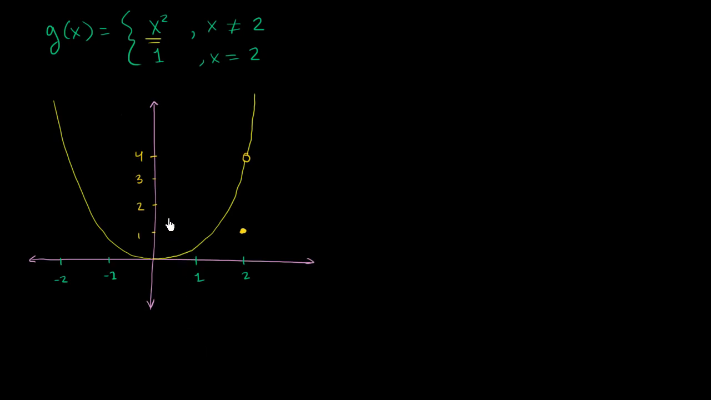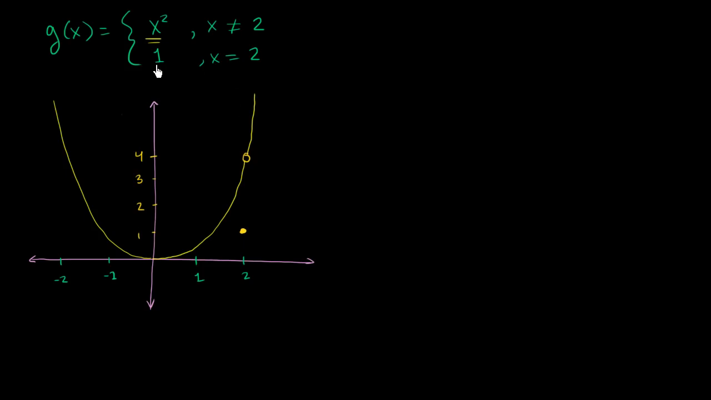So this is a bit of a bizarre function, but we can define it this way. You can define a function however you like. And so notice, it's just like the graph of x squared, except when you get to 2, it has this gap, because you don't use x squared when x is equal to 2.